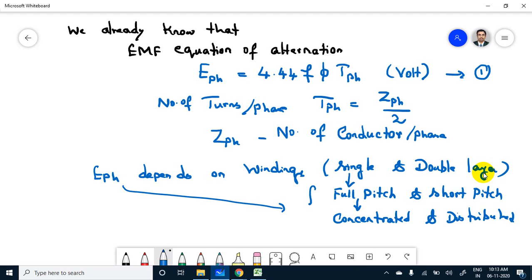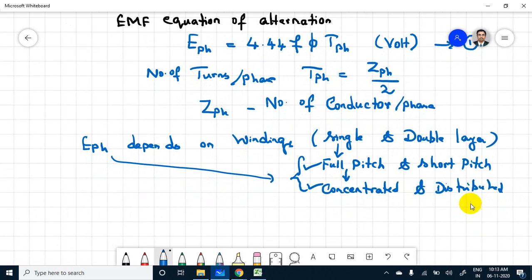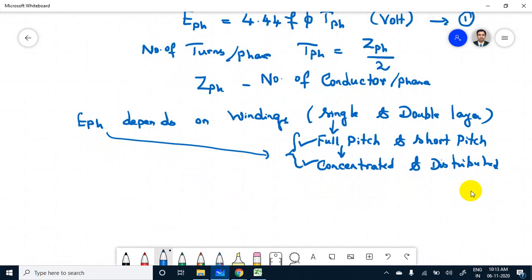Out of these three, the EMF depends upon two factors. Single layer and double layer is a general term applicable to the machine, but E phase depends only on these two factors: full pitch and short pitch, and concentrated and distributed winding. If the windings give proper efficiency, we go for distributed; if very low efficiency, we can go for concentrated.